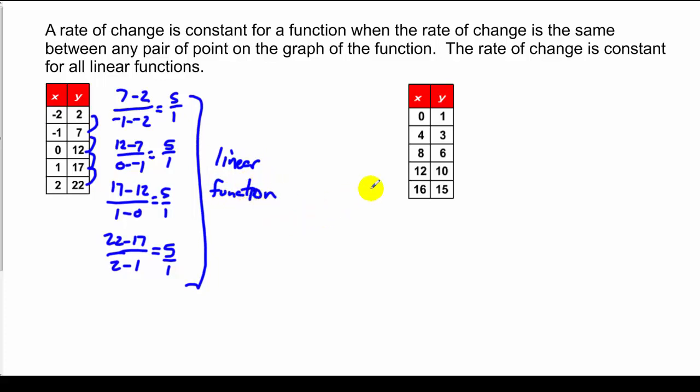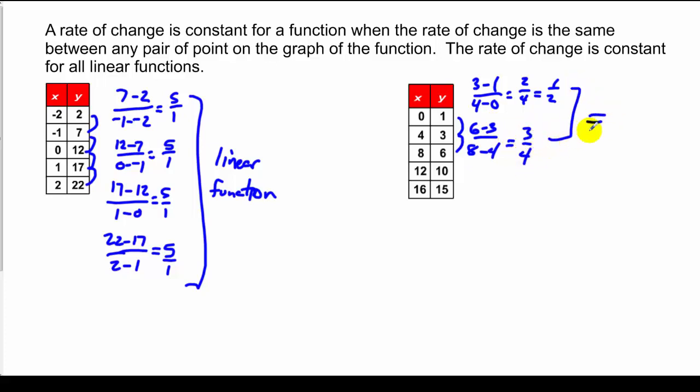Now let's check the other. We'll take a look at this pair, and we have 3 minus 1 over 4 minus 0, which equals 2 over 4 or a half. Check the next set. I have 6 minus 3 over 8 minus 4, which gets me 3/4. Notice these two are not equal, therefore automatically I can say this is not linear.